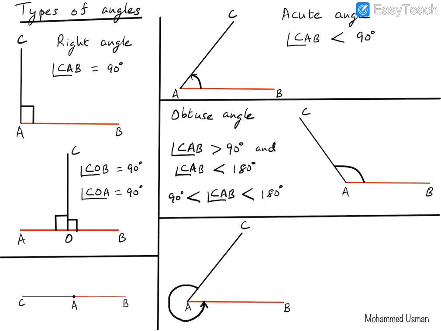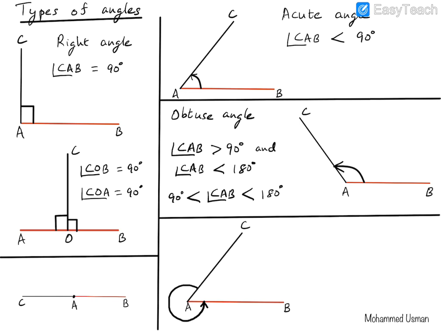Okay, so we have right angle where the angle is exactly equal to 90 degrees, and acute angle when the angle is less than 90 degrees. Obtuse angle is the angle that lies between 90 degrees and 180 degrees. So again, the angle is measured in the counterclockwise direction between the two lines. So I'll put the arrow like this. So the angle CAB is lying between 90 degrees and 180 degrees. We call it an obtuse angle.